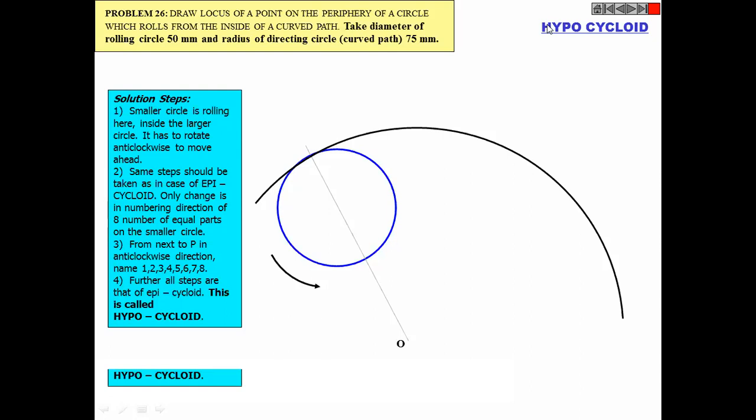Now I can give you the same problem without mentioning hypocycloid or epicycloid, by just incorporating a few words in the statement that will define whether it is hypocycloid or epicycloid. What I will tell is that the circle is moving from the left to the right in clockwise direction. I will add this sentence. So what will it be?